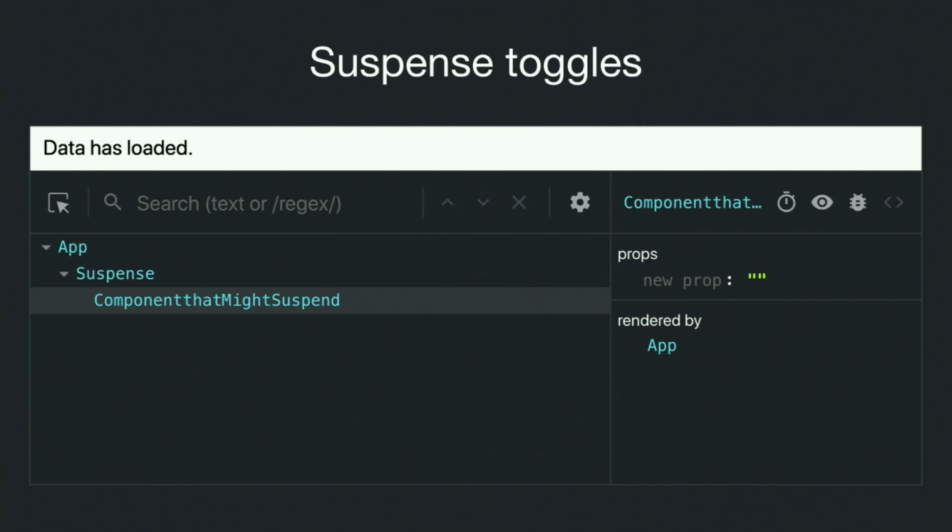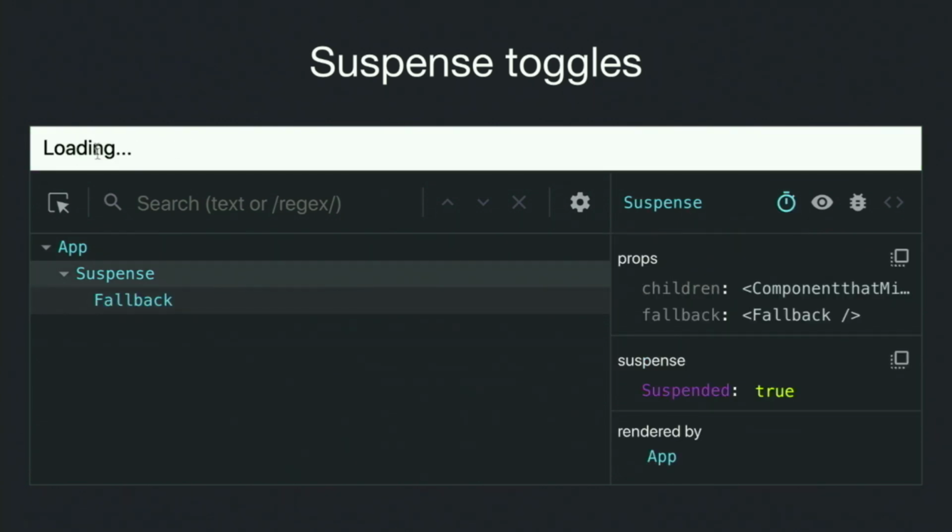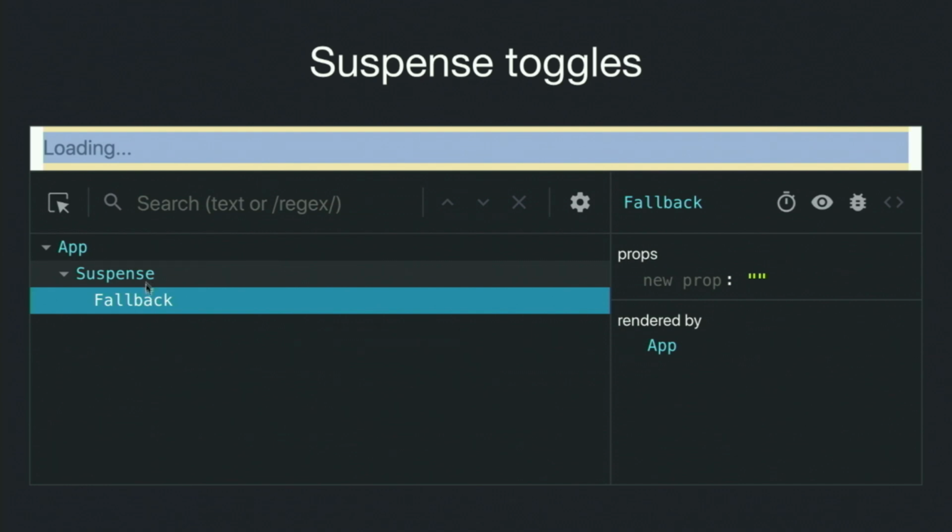Suspense is React's API for managing dependencies. This can mean anything from lazy loading code to fetching data to loading images. Suspense lets components wait for their dependencies before rendering, and it lets you create custom loading states to be shown while components are waiting. DevTools lets you quickly test these loading states with a new toggle. This makes it easier to design polished visual transitions for your app.